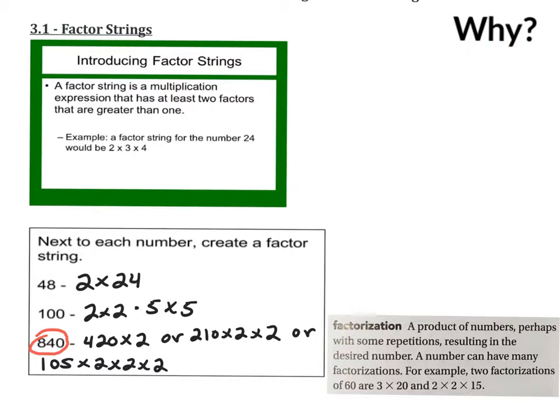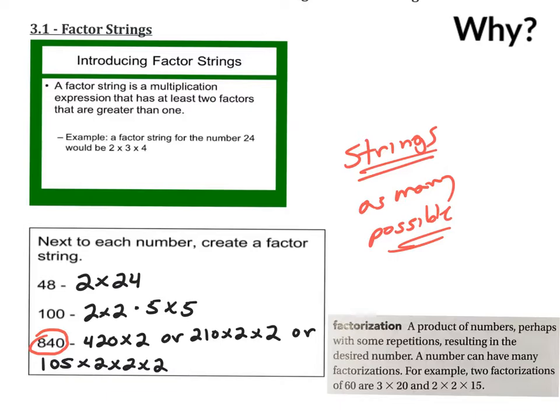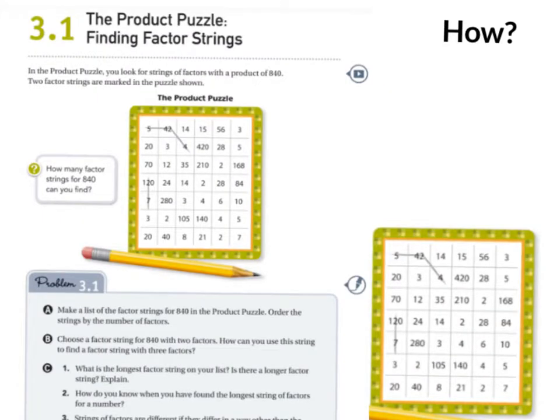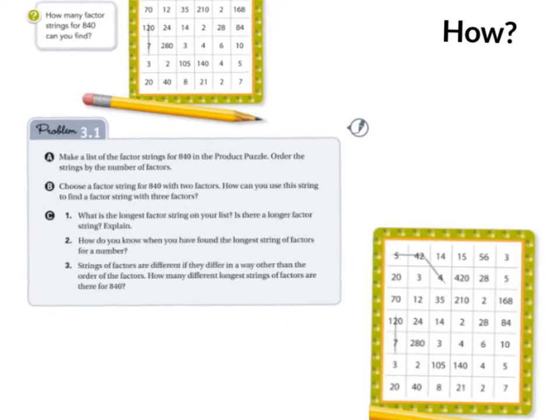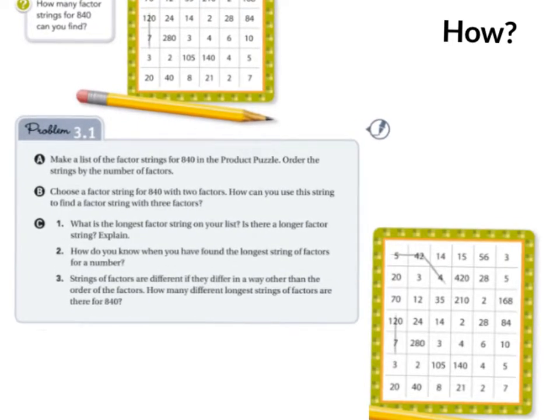So why are we learning this? We're learning this because we're going to be playing a game in class where we're going to be trying to find factor strings. We're going to be looking for strings of factors, and we're going to try to find as many as possible. That's going to be the game. All right, so this is problem 3.1, and this is what it looks like. And you'll be using this puzzle. You'll label it in your spiral just like we always do tomorrow when you're in class. You may even work ahead and do it now.